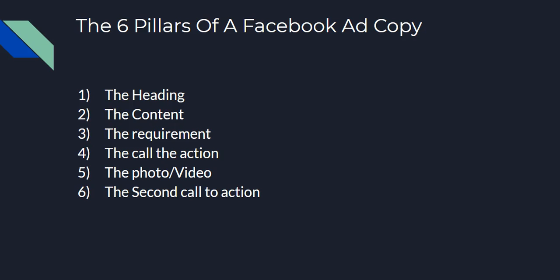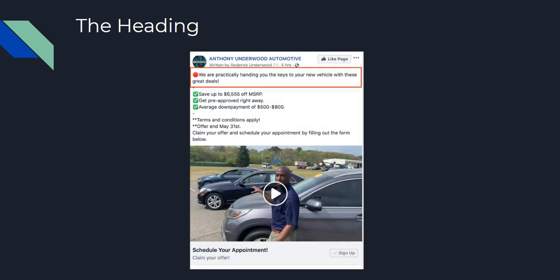So let's just look at the first part, the heading. If you look at the heading here on the screen, we have 2 things. We have an emoji and we have a capture sentence. That's what I call it. So that's your heading, your capture sentence. This is what you're going to use to reel the customer in so that they can read more. So if you can see, this has 2 parts.